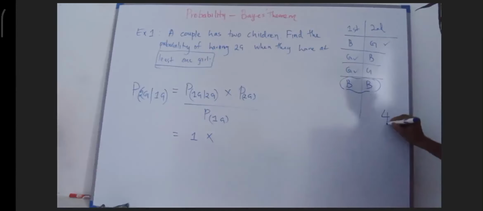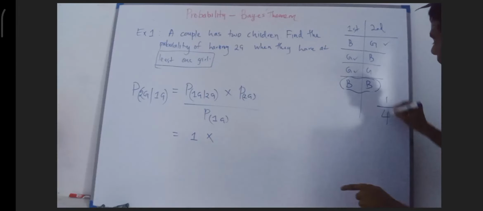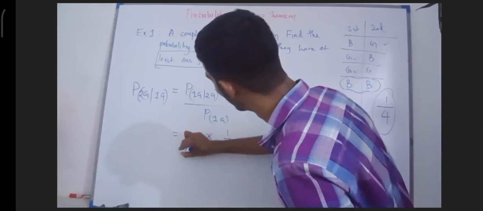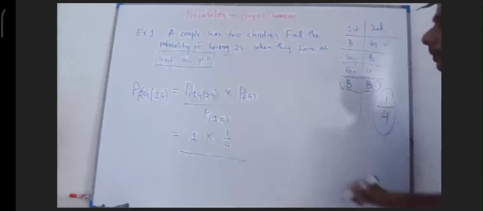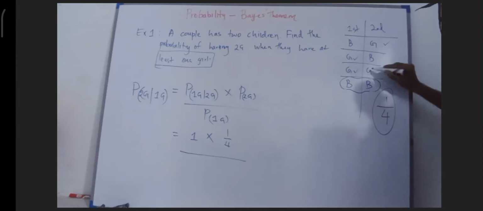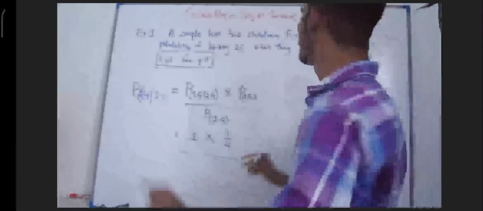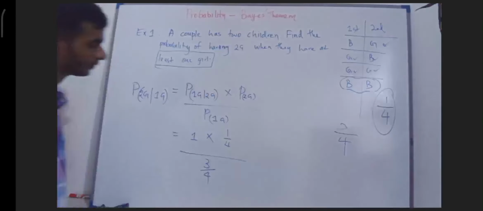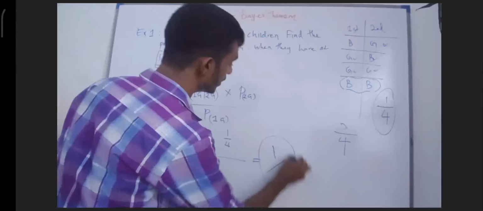So this is 1 into the probability of these two from total probability. There are 4 possibilities, and out of these 4, having 2 girls is 1, so this is 1 by 4. Now having at least one girl is also total probability. In the total probability we have 4 possibilities, and out of these 4, having at least one girl is this and this, so there are 3. So 3 by 4. Now if I simplify this, 1 by 3 is the answer.